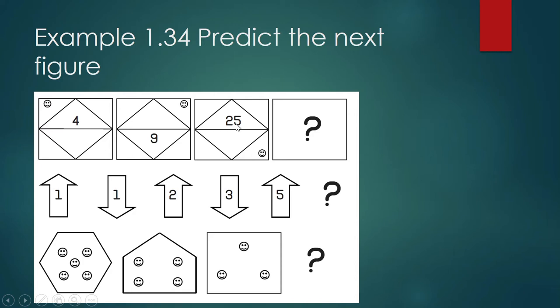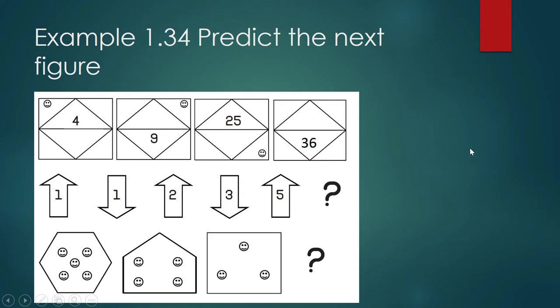This is 5 squared. Okay, so it just seems logical to say that the next number here is going to be 36. So after 5 squared, 6 squared is 36. And I am just imitating the pattern of placement of the numbers. Okay, up, down, up, down. But what about the smiley? Look at the smiley.